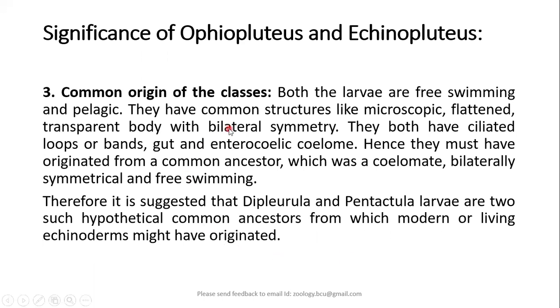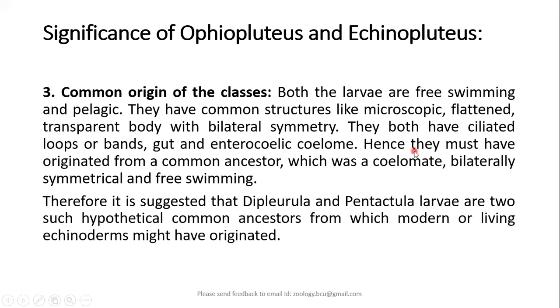Coming to the third important significance of Ophiopluteus larva and Echinopluteus larva, both these larvae have the same common echinoderm features like free swimming, pelagic, microscopic body, flattened body. It is also transparent with bilateral symmetry. Both the larvae have ciliated loops or bands. They also have similarity with regard to their digestive system or the gut and the origin of coelom, that is enterocoelic coelom.